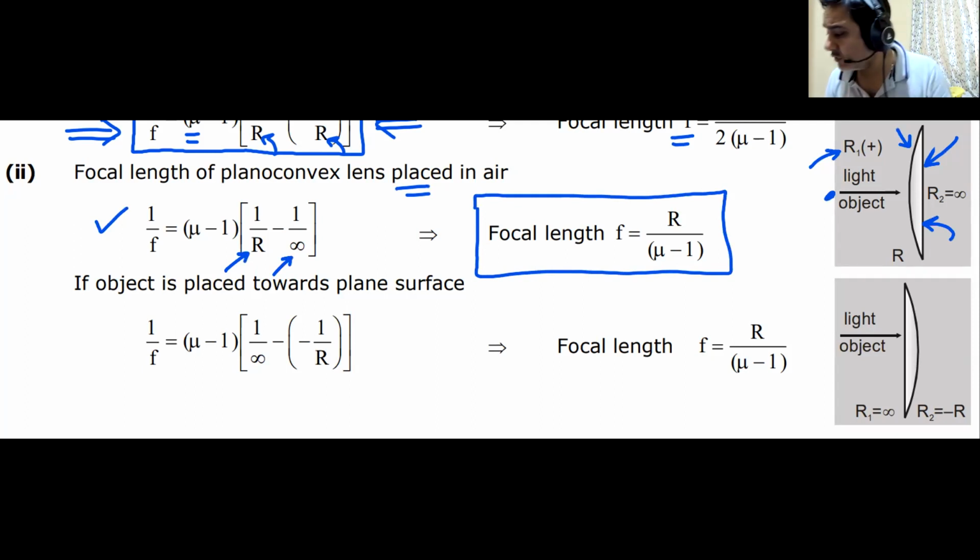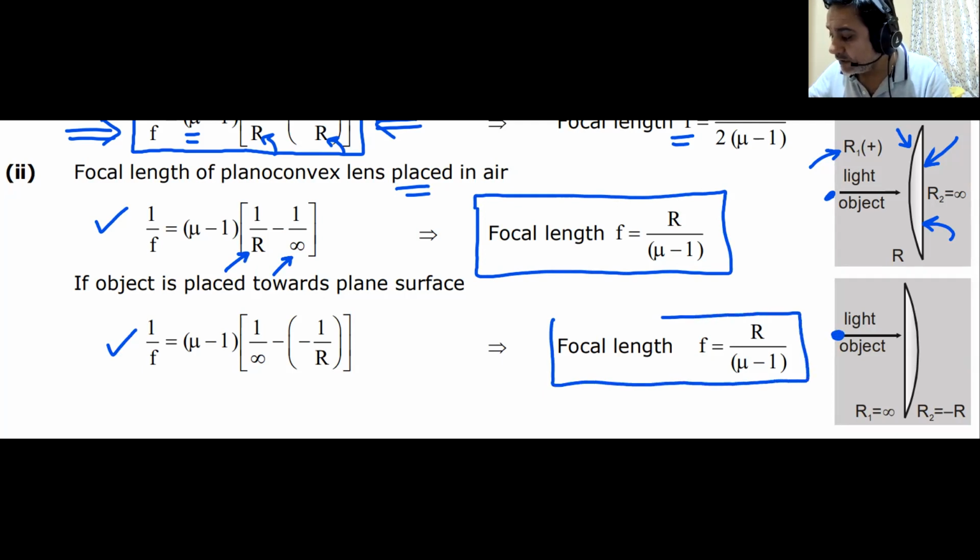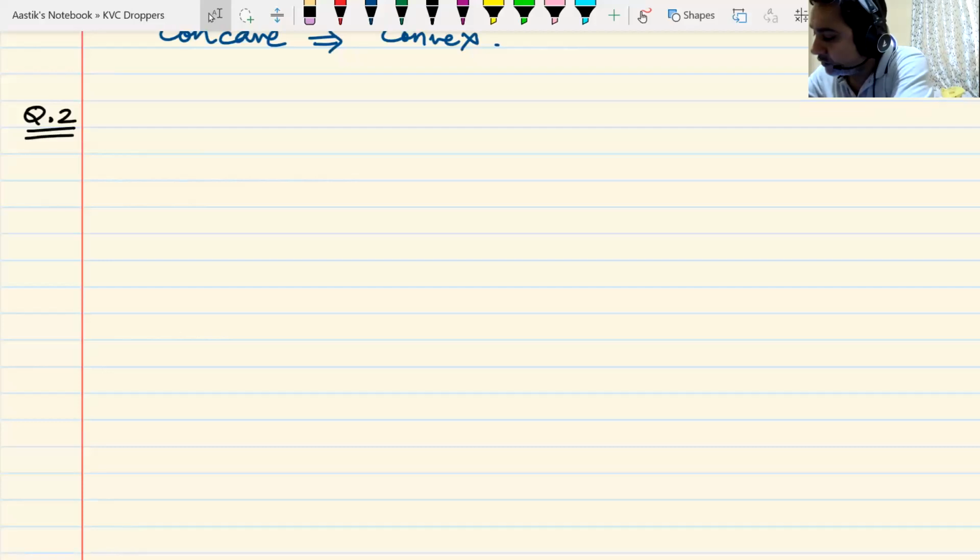In this case, they have also told us what will happen if I place the object in front of the plane portion. Even if I place it in front of the plane portion, the focal length remains same. Do we understand this? Yes, sir. I'll give you a minute to note this down in your sheets. Then let's move on to this question.